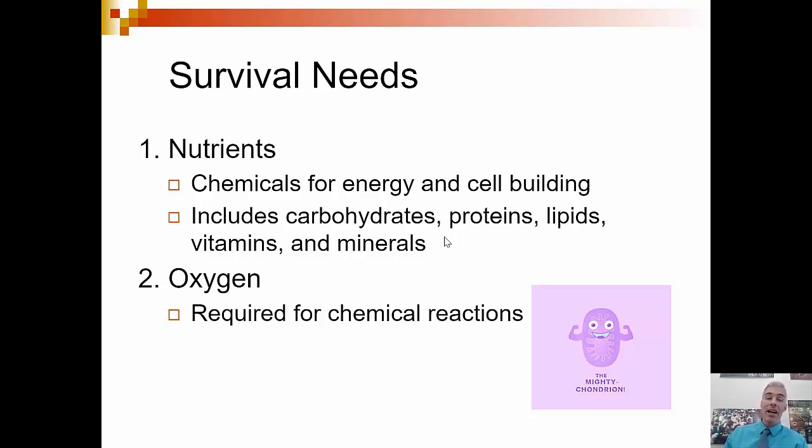The next thing you need is oxygen. Now not all living things need oxygen, but we absolutely need oxygen because we do cellular respiration. Oxygen is required to do those energy creating chemical reactions. And those chemical reactions obviously occur in the mitochondria. That's why it's called the powerhouse, because it creates ATP through cellular respiration.